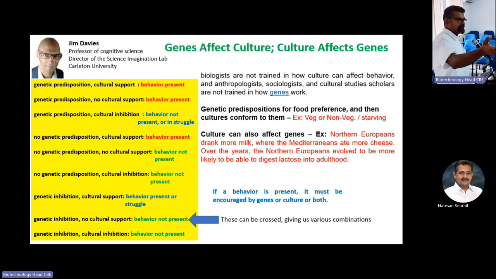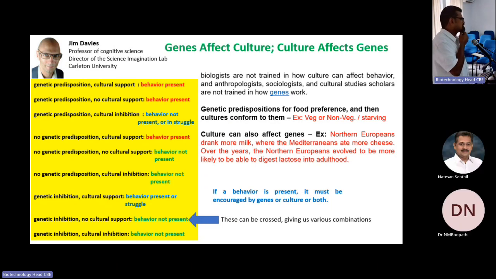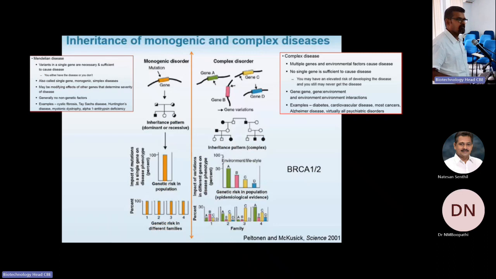So again, coming back to the example of dairy farming, Northern Europeans drank more milk, whereas the Mediterraneans ate more cheese. Right. So over the years, the Northern Europeans evolved to be more likely able to digest lactose in their adulthood. So the problem we have been facing till now is that biologists are not trained in how culture can affect behavior, and anthropologists, sociologists, or cultural researchers are not trained in how genes work. Right. So it's now time that we combine both to see whether genes affect culture or culture affects genes. Of course, it is a co-evolution process.